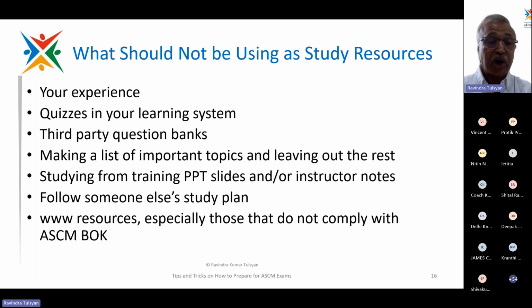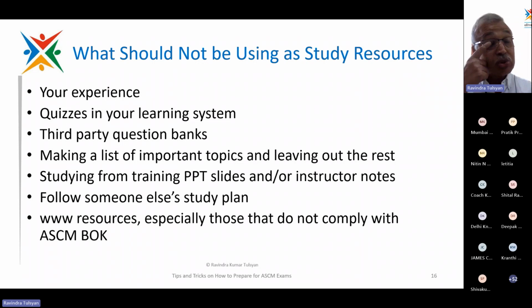Please don't do that, because the business processes that you have experienced in your work area, in your organization, your company, may be different from the recommended business processes in APICS certifications. So please don't be very confident that you will be able to answer with your experience. I'm not saying experience is not good. Experience is good, but remember the APICS business processes or best practices may be different.